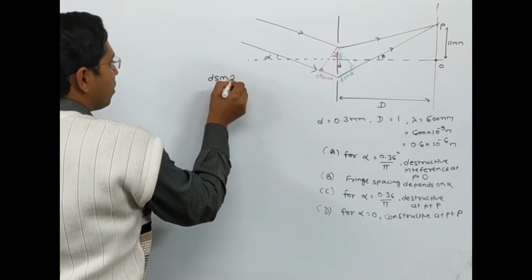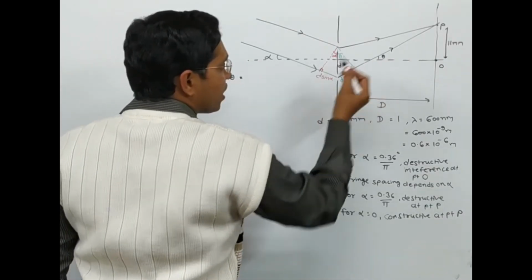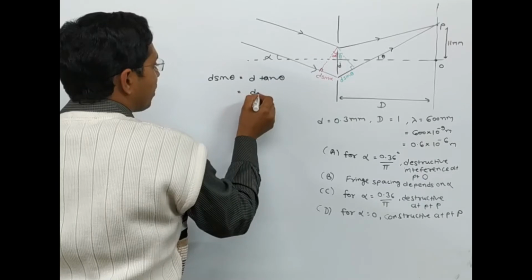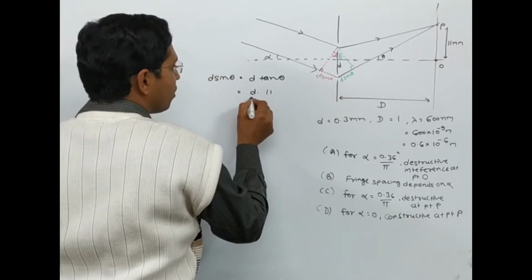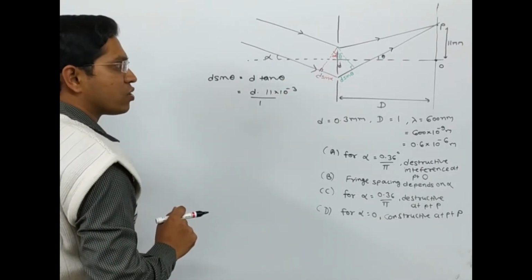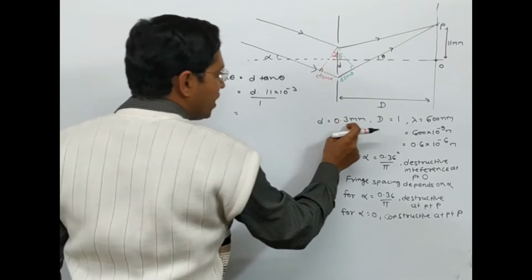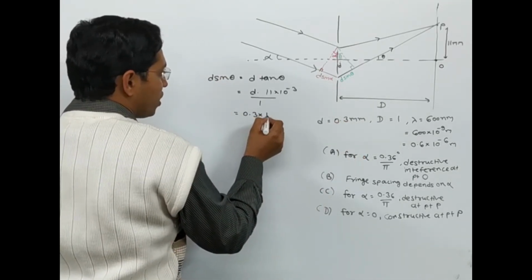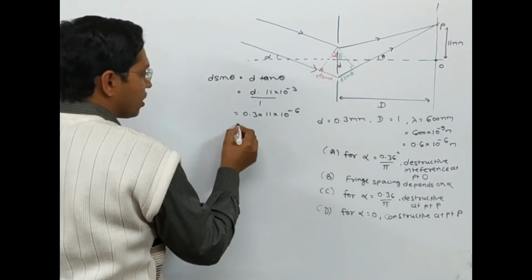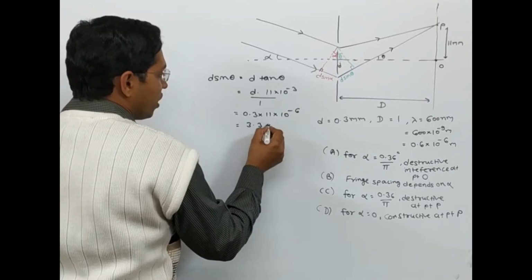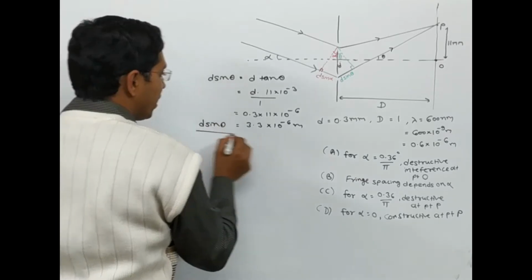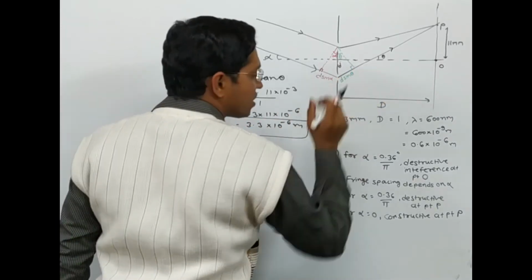Now for d sin theta, if you substitute the values, this theta is very small, so I can write d sin theta is the same as d tan theta, which I can write as 11 upon 1, but it is in millimeter, so to convert it into meter, it is 11 into 10 raised to minus 3. How much is the value of d? It is 0.3. So 0.3 into 11 into 10 raised to minus 3. So this will be 3.3 into 10 raised to minus 6 meter. So this is the path difference which you will get for this right side part.